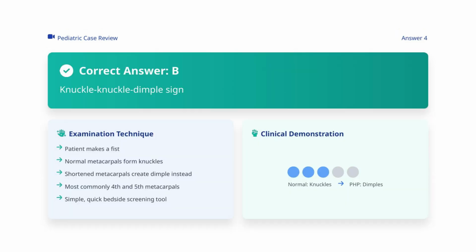The correct answer is B, the knuckle dimple sign. When the patient makes a fist, normal metacarpals create visible knuckles. Shortened metacarpals produce a dimple instead of a knuckle prominence. This most commonly affects the fourth and fifth metacarpals. This simple bedside test requires no equipment and quickly identifies brachydactyly. Hand radiographs confirm findings but are unnecessary for initial screening. This sign is highly specific for Albright hereditary osteodystrophy.